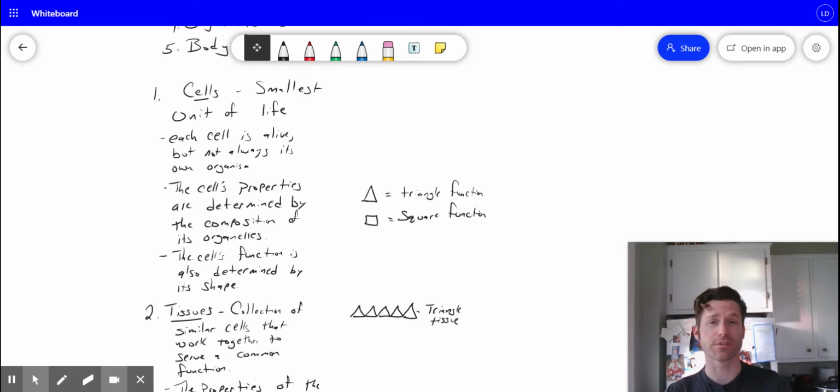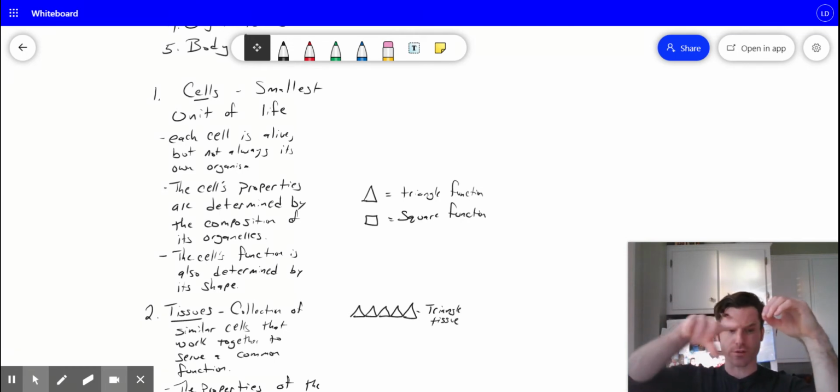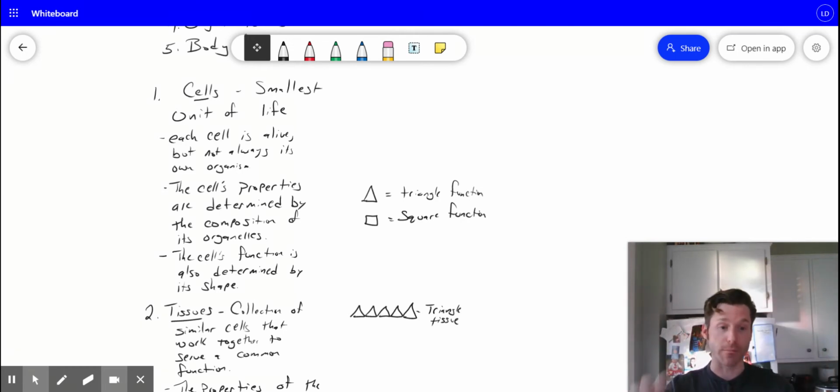The other thing that determines the cell's function is the thing that determines everything's function, and that's its shape. Not all of our cells are shaped the same way. Our neurons have a big cell body with a long axon on it. Our muscle cells are a little bit more stretched out. Skin cells are really tightly packed together and really tightly junctured. So different cells have different shapes because they're doing different things.